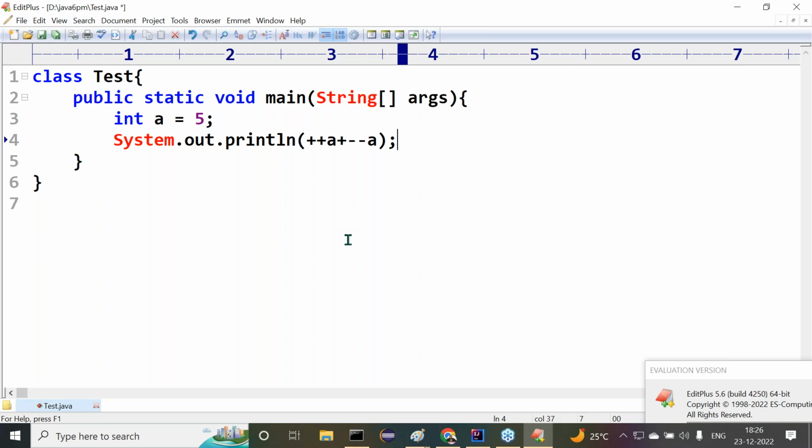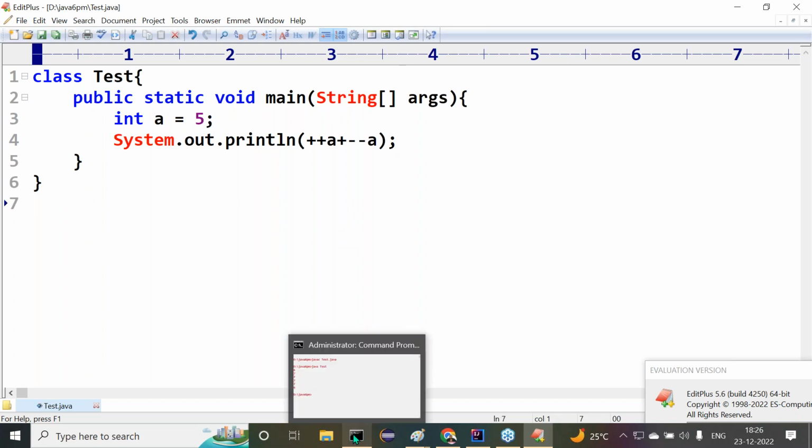Don't take much time. Evaluate in the same way. Whatever approach I've given, if you evaluate with that, we can easily get the output. Complete it. What is the output we are getting? 11. Any other output? 10, 12? No. So the only output is 11.